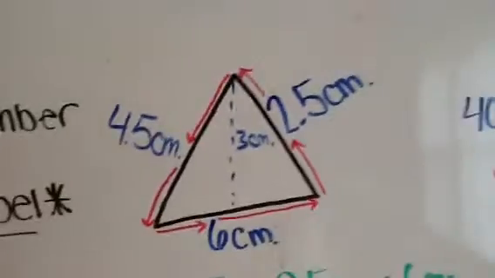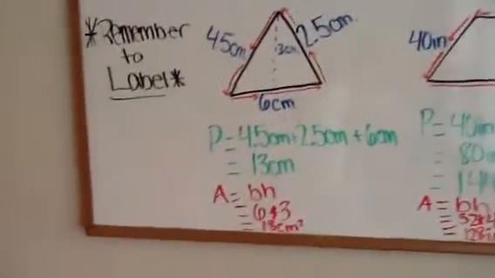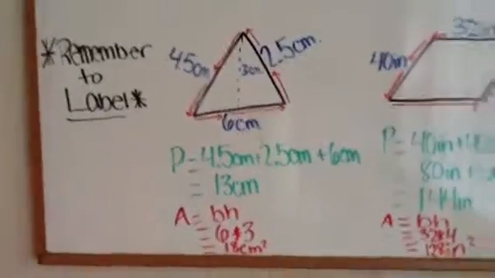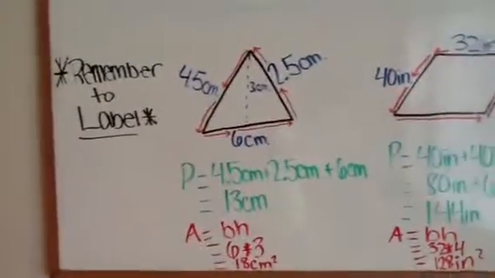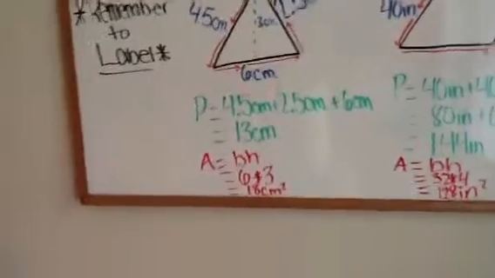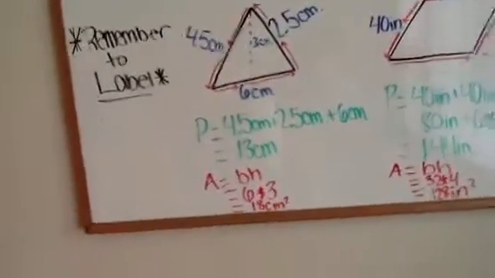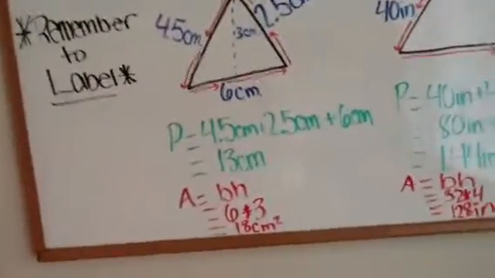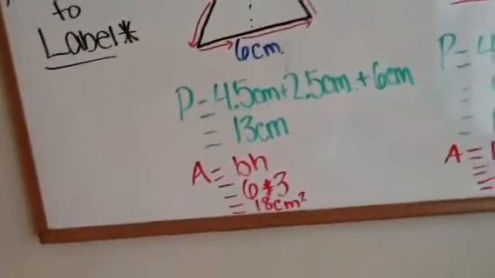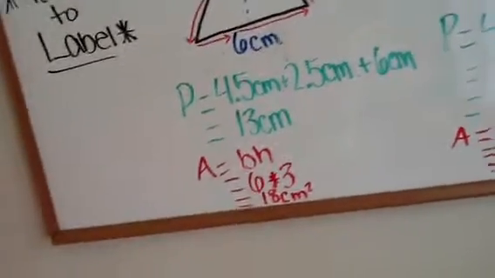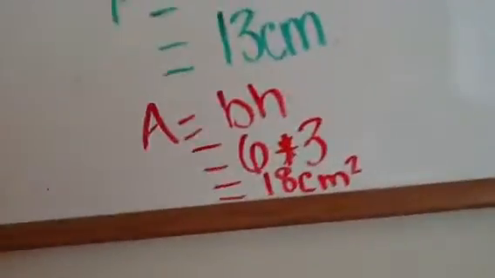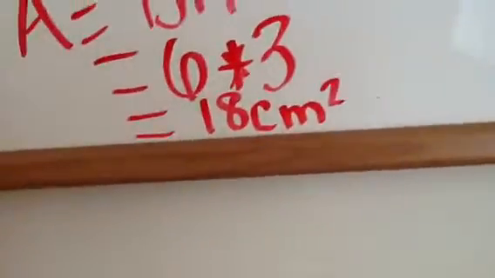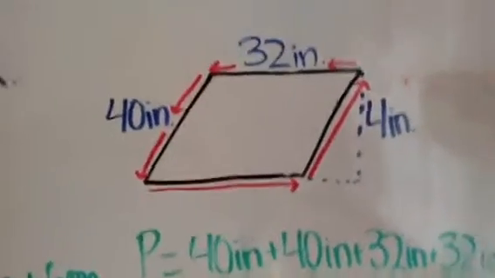Now to find the area of a triangle, you're just doing base times height. So that little dotted line up there, where it says 3 centimeters, that's the height. So the base is 6 in this case. So base times height, we do 6 times 3, and that gets us to 18 centimeters. But it's going to be squared because it's area. With perimeter, you don't have to have squared or cubed, but squared since it's area. So remember to label. Now with parallelograms, it's a little bit different.